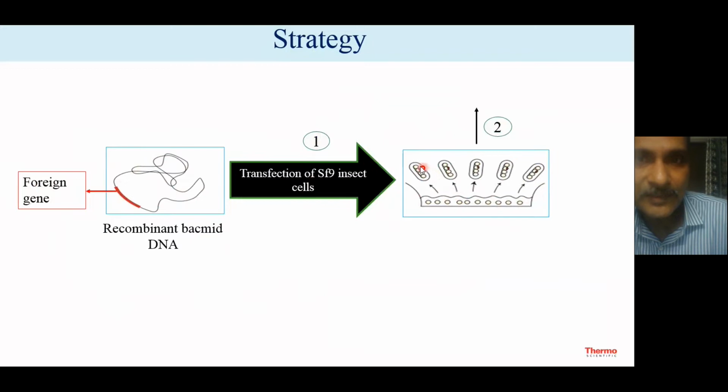And you can see within these baculoviruses there is a small red dot that represents our protein of interest, coming from our gene of interest. So our protein of interest is also produced in the viruses produced.